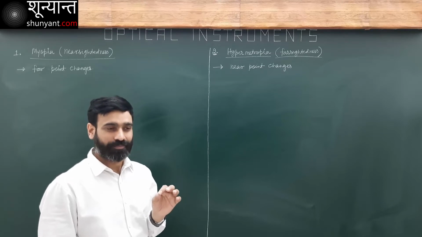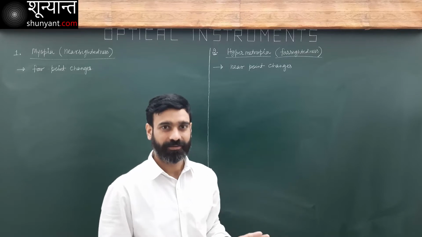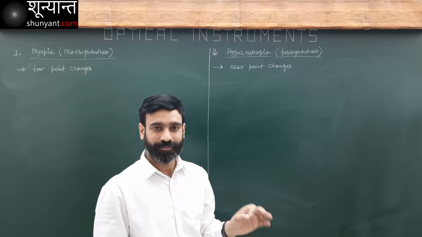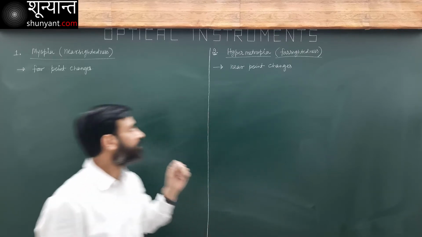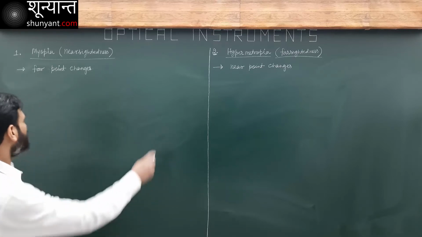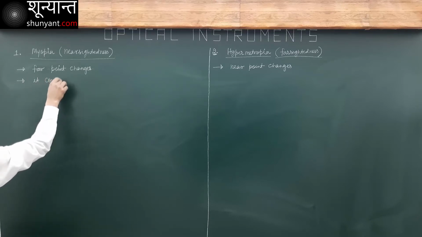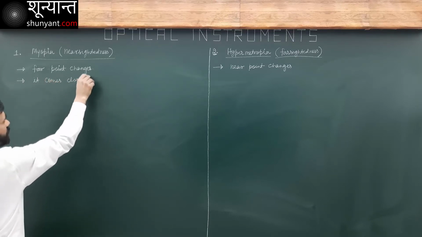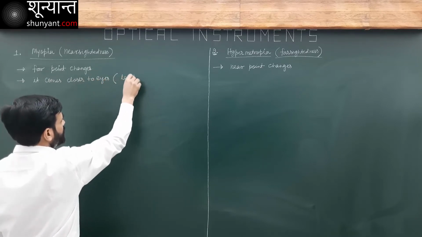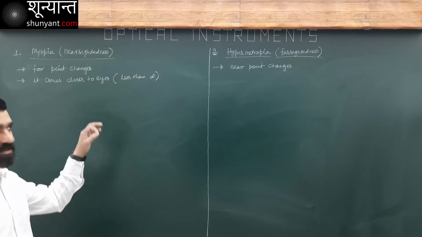What is the far point for a normal eye? Far point for a normal eye is infinity. I can see objects located anywhere, if my eyes are normal. If I have this defect, then my far point changes. Now what does it become? It comes closer to eyes, that is, less than infinity. Okay, let's discuss this one by one.